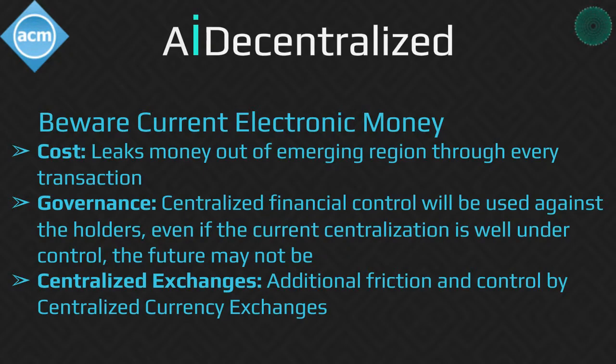There's no free lunch. I mean, there's certain proof of work that needs to be done, but at least the work itself can be distributed computing, which we can talk about as well. So the other issue here, I talked about governance, I talked about cost. Decentralized exchanges is also another problem with the current electronic money system.